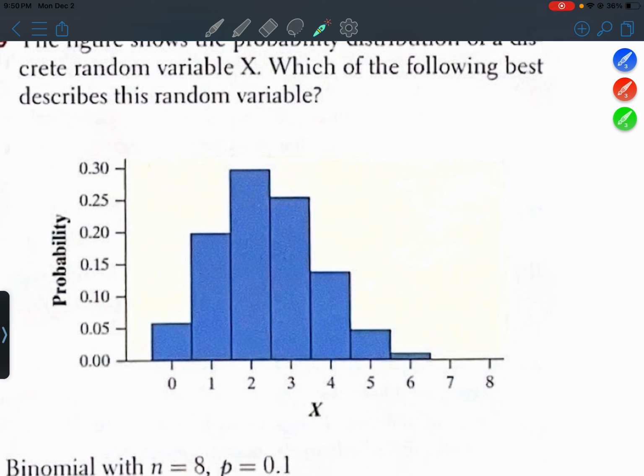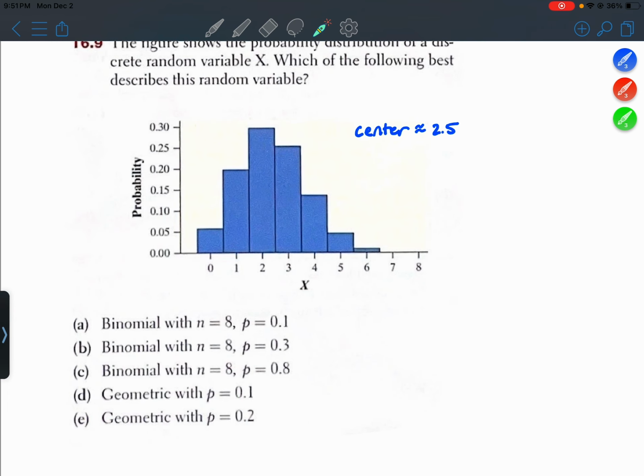Okay. But here, let's focus on the center. So I'm just making a note that from my observation, the center is approximately, let's just say 2.5. It's somewhere right here. Now, the answer choices here, there's only 2 types of random variables, binomial or geometric, with different parameters. But because we know how to calculate the mean of a binomial and geometric random variable, we can just calculate the mean for all 5 of these choices and see which one produces a value close to 2.5.